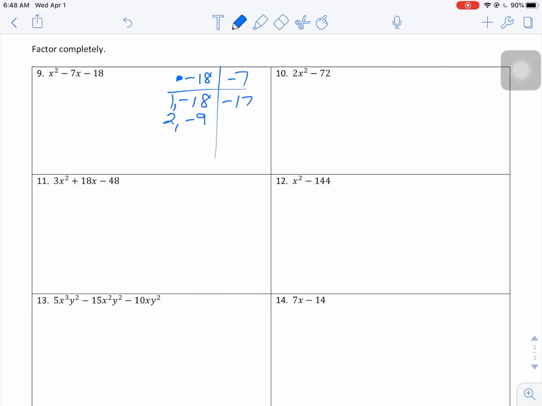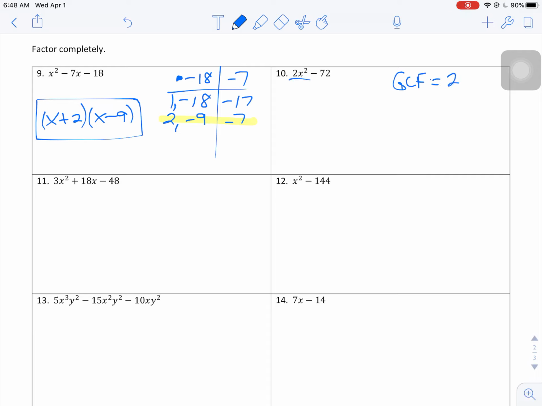Let me try 2. 18 divided by 2 is 9. Bigger number has to be negative. 2 plus negative 9 is negative 7, so that does work. So then I have x plus 2 and x minus 9. And remember with factoring, if you multiply out your answer, you should get what you started with if you've done it correctly.